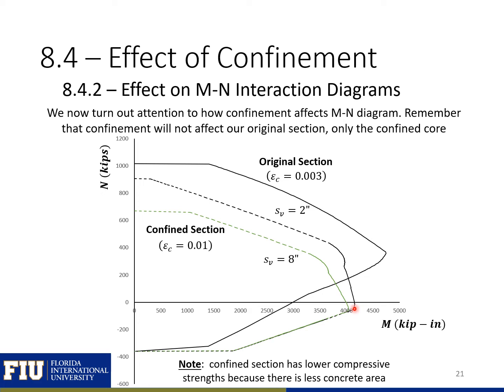And you can see that the spacing doesn't affect the tensile strength because the tensile strength is controlled by the tension, by the yield strength of our steel and the area of our tension steel. So that's not affected here. But there is a shift here between our original section and our confined section, again, because we're shifting the location of the centroid of our neutral axis when we lose our concrete cover.